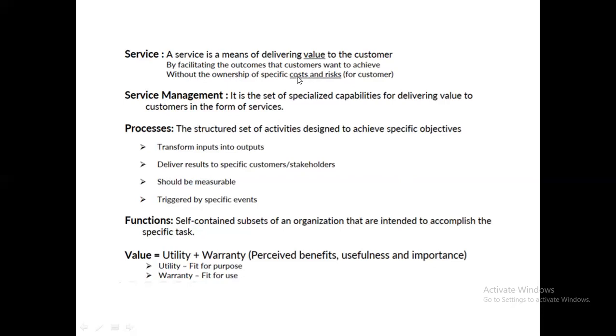Are you bothered about that fact? No. And you have delivered the value. So they have delivered this value. Value for you was to achieve that outcome which you wanted to achieve, right?